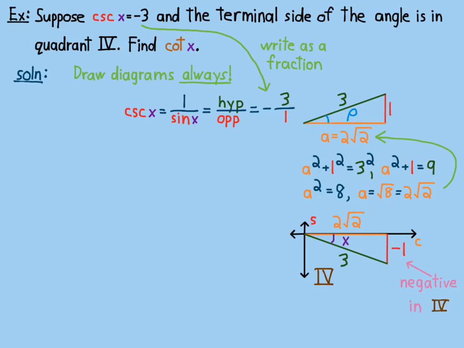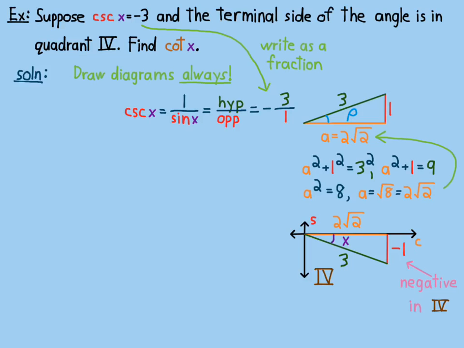So that's in quadrant 4, and the y coordinate of this endpoint of the hypotenuse is -1. The x coordinate is 2 square root of 2, and the hypotenuse is 3. So you know all 3 sides. So now you can just find any trig function you want. They only ask for cotangent of x.